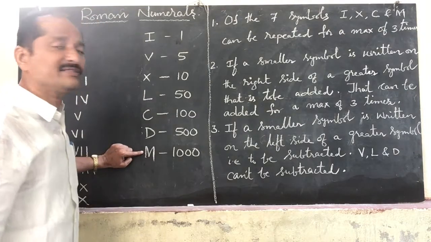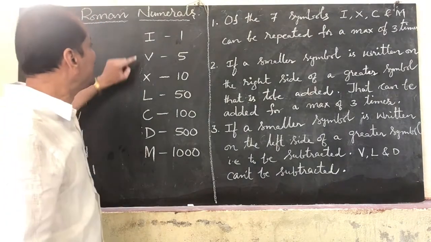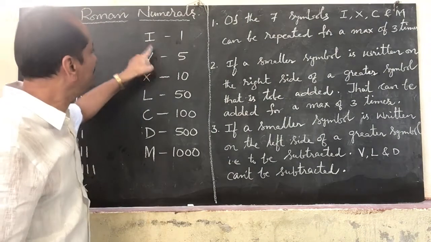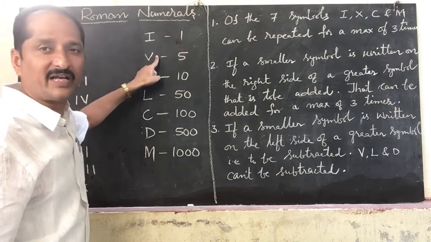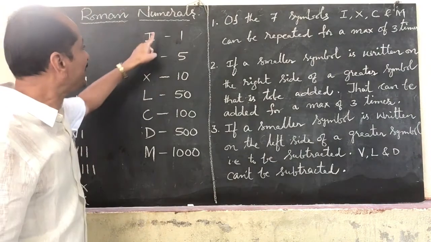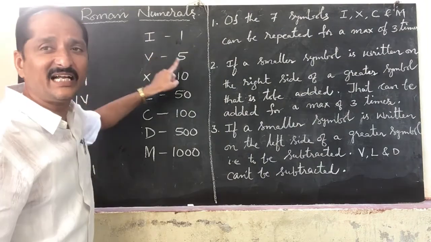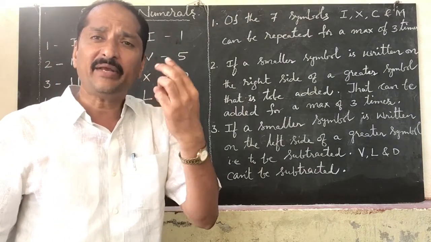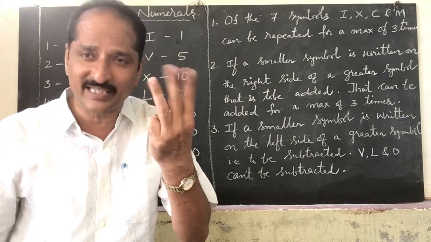The second rule is, if you are writing a smaller symbol on the right side of a greater symbol, that means I can be written after V, or after X, like that you can write. So if you are writing a smaller symbol on the right side of a greater symbol, that is to be added, and that can be added for a maximum of 3 times.